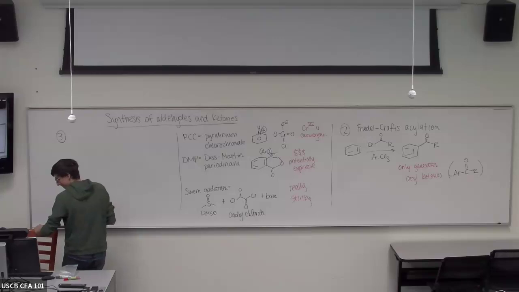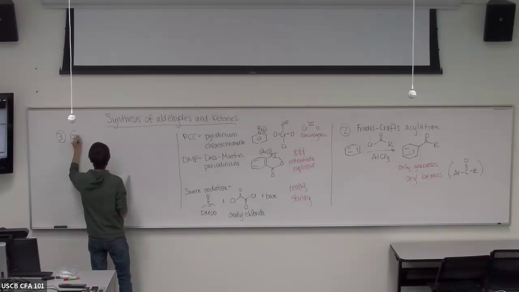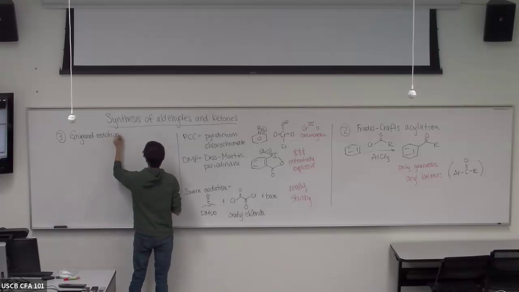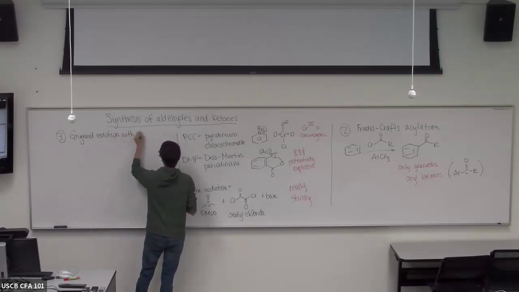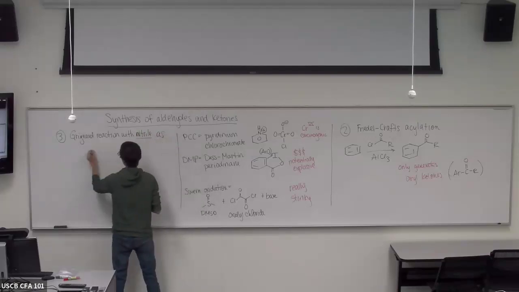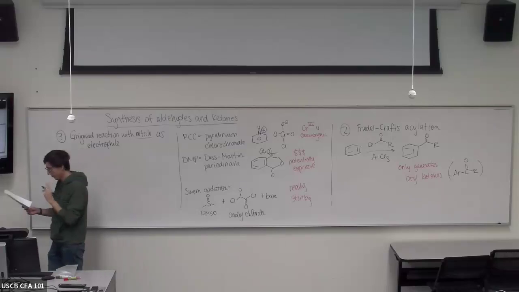So the third method is actually to do a Grignard reaction. That sounds odd because we know that the Grignard reaction takes a ketone or an aldehyde and makes an alcohol. And that's true, but in this case, we're going to do a Grignard reaction with a nitrile as the electrophile.